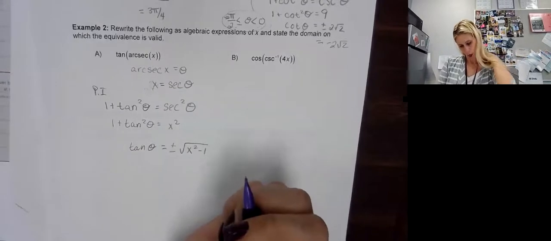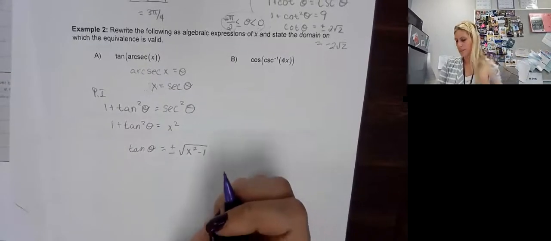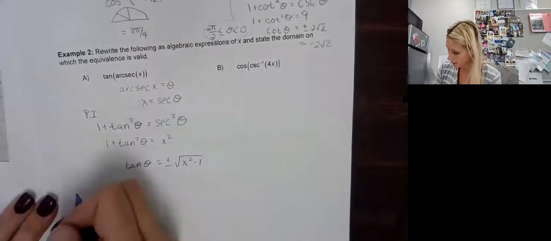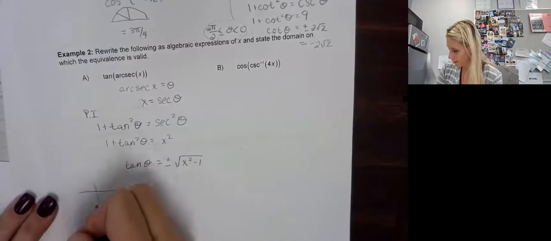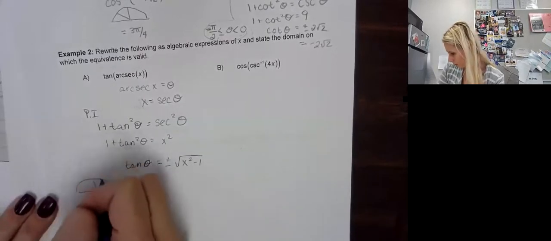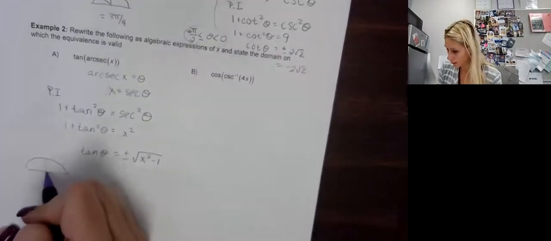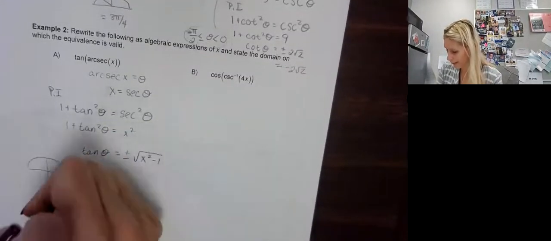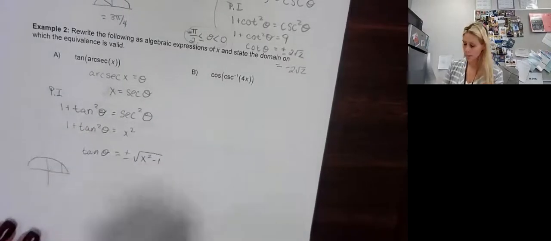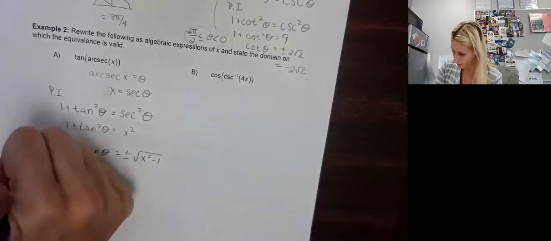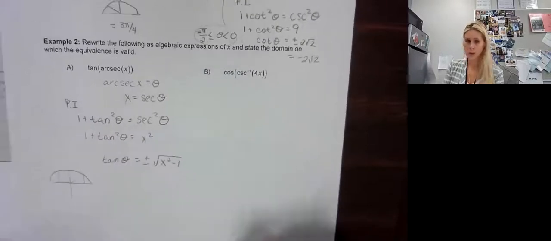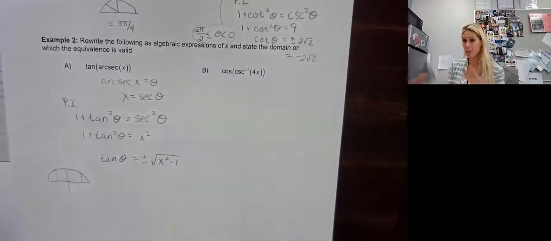All right, so when we think of arc secant, we have to be in the first 2 quadrants there, right? So it could be either one, because we don't know what x is. It could be positive, it could be negative, because we are squaring it, so we have no idea. We still come up with the same theta.